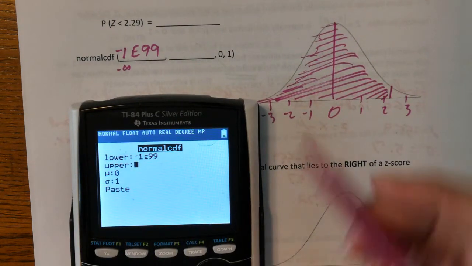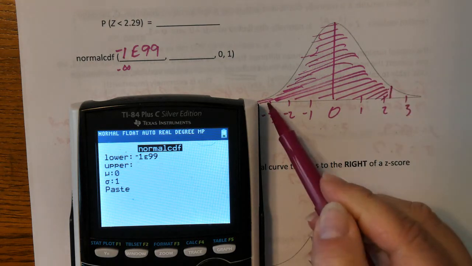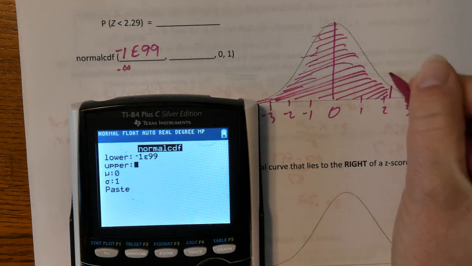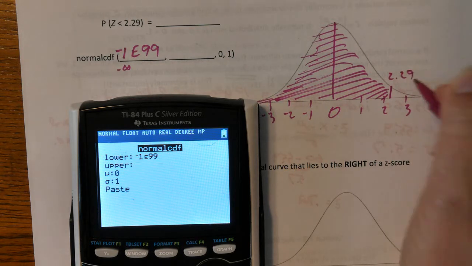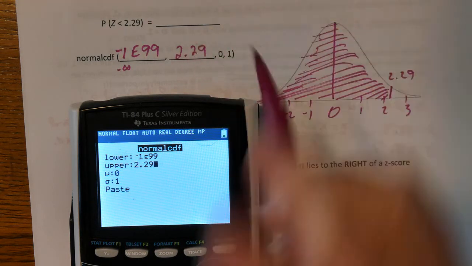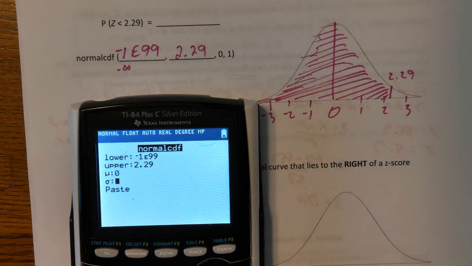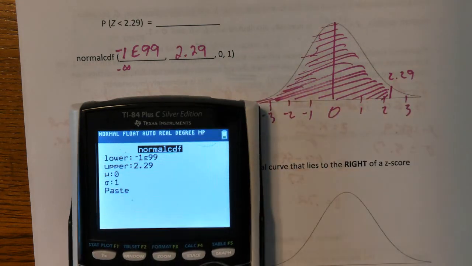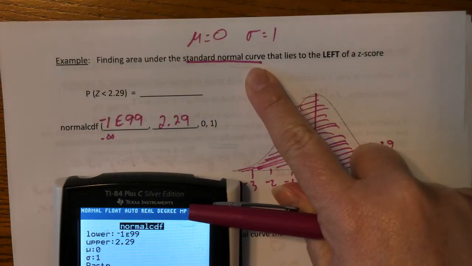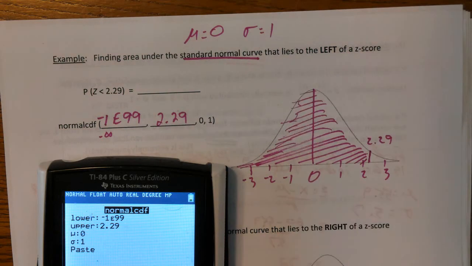The upper means how far to the right did our shading go. Our shading went from negative infinity up to 2.29. So my upper number is 2.29. My mean is 0, and my standard deviation is 1. And I know that because I'm using a standard normal curve. In standard normal, the mean is always 0, and the standard deviation is always 1. And I'm going to choose paste.